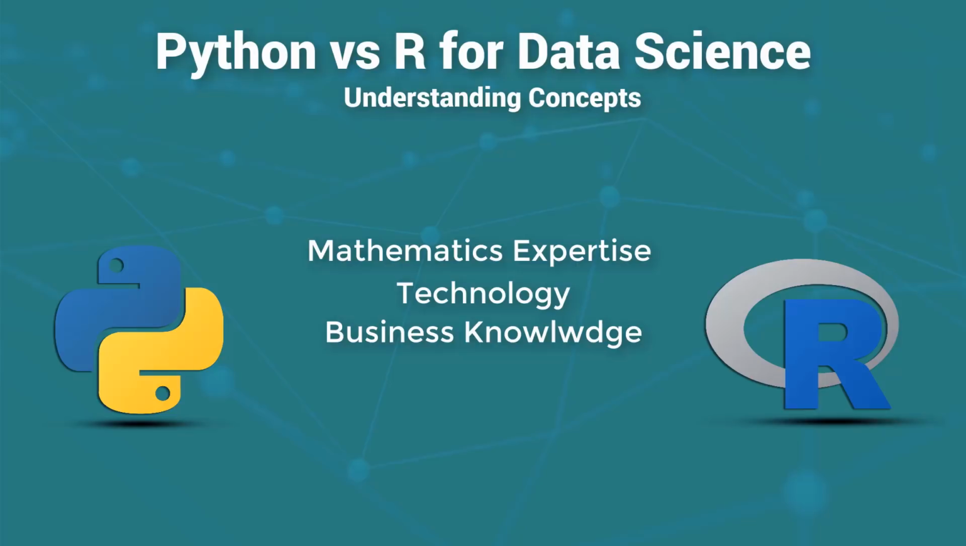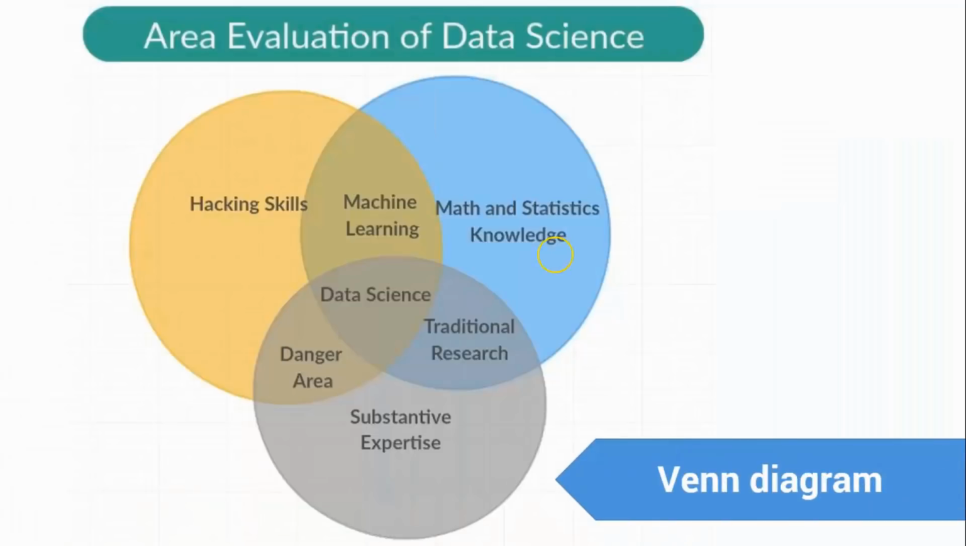To understand from the pictorial point of view, the area evaluation of data science is given here. It involves hacking skills, machine learning, and math and statistics knowledge. Hacking skills are about gathering information from a good perspective. When you are a hacker, you are getting information for a good perspective. If you are a cracker, then you are actually destroying the existing system.